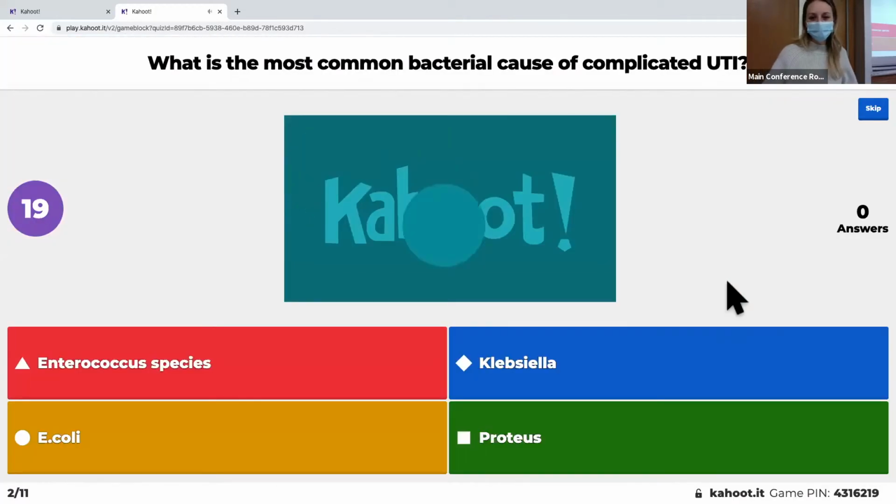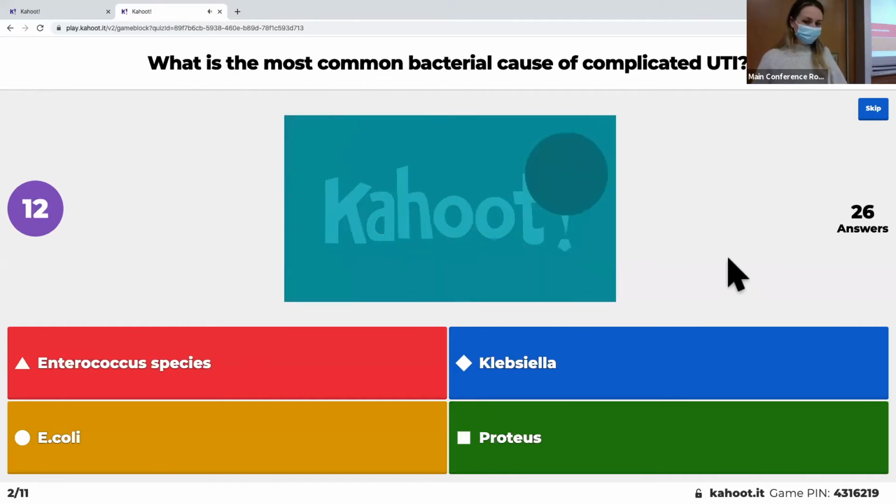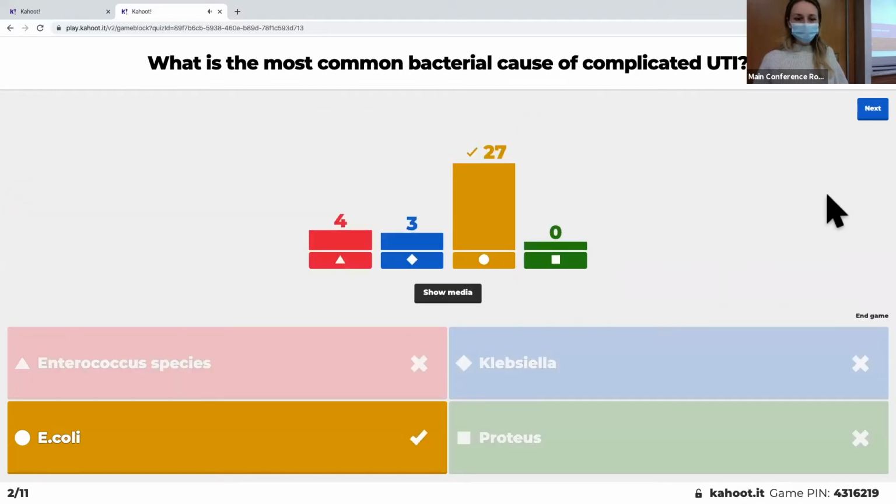What is the most common bacterial cause of complicated UTI? Okay, so E. coli is the most common cause of both uncomplicated and complicated UTIs. This is because of the proximity of the bacteria to the urethra.